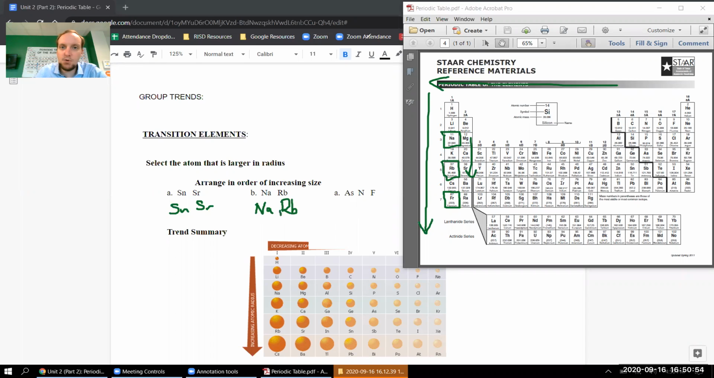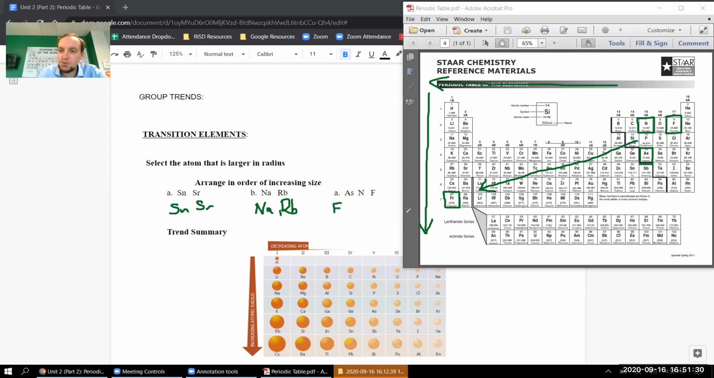The next one we have is a little more difficult because we have 3 elements. We're going to have astatine, which is At right here. We're going to have nitrogen there, and fluorine, which is right here. Okay, so we have kind of a weird triangle. So in increasing size, the smallest would be furthest away, because remember the trend goes this direction, down and to the left. So fluorine is the farthest from francium, is the easiest way to do this. So fluorine would be the smallest.